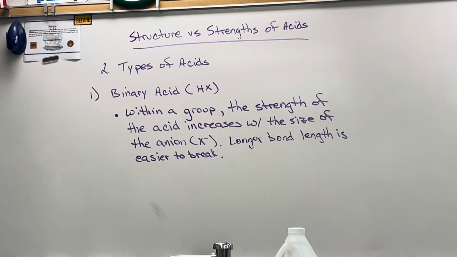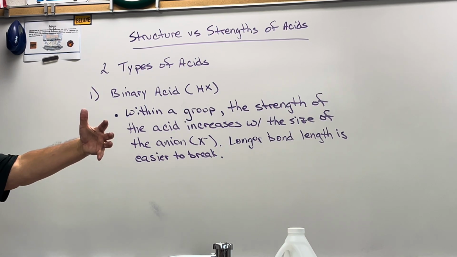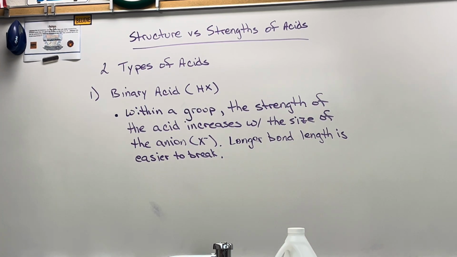Okay? So going down in a group, fluorine, bromine, iodine. We exclude astatine because it's radioactive, so nobody likes to play with it. Going down, the electron clouds are getting bigger. That means the hydrogen is farther away from the nucleus, so it's attracted to it less. So that bond length is long, and so it's easy to break.